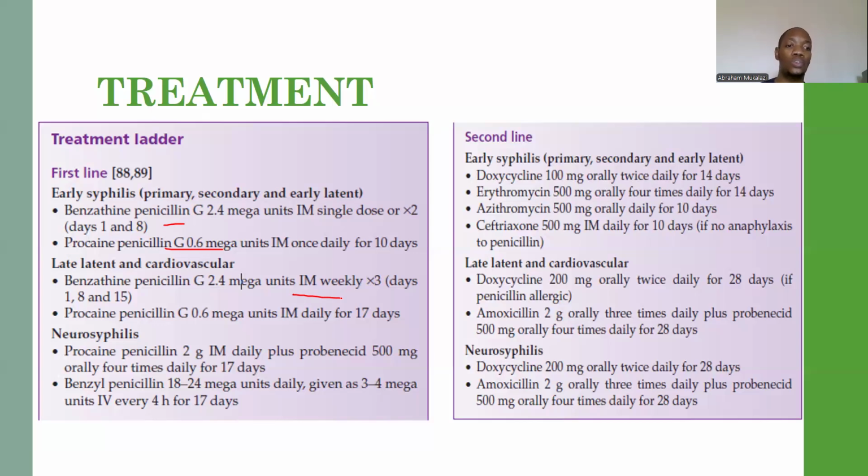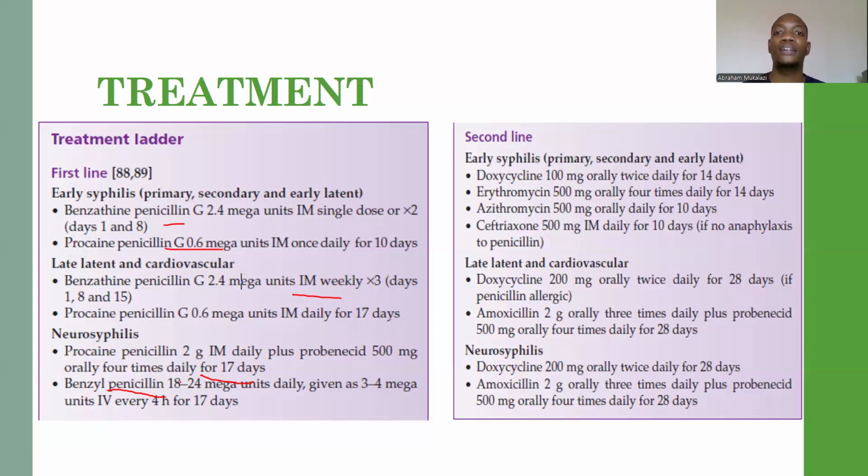Then when you go to neurosyphilis, you can use procaine penicillin at 2 grams IM daily plus probenecid at 50 milligrams orally 4 times a day for about 17 days. But if you are using penicillin, you give about 18 to 24 mega units daily, as 3 to 4 mega units IV every 4 hours for about 17 days. So for neurosyphilis, you treat for a little bit longer, about 17 days.